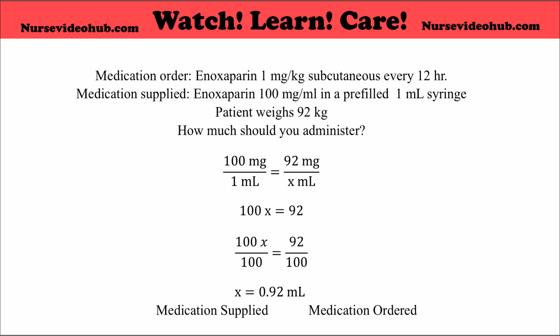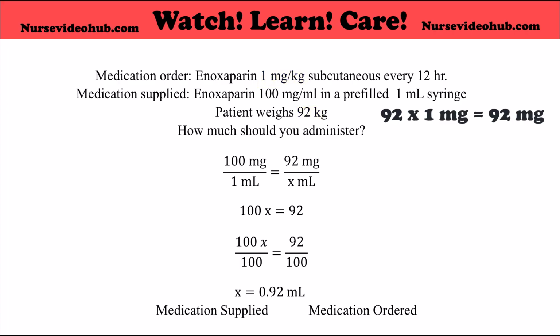The order reads for 1 milligram per kilogram. This is a weight-based order, so you need to calculate the amount of medication to administer based on the patient's weight. The patient's weight is 92 kilograms. For every kilogram of body weight, the patient should receive 1 milligram of the medication. 92 times 1 milligram equals 92 milligrams. The amount of medication ordered based on the weight is 92 milligrams.